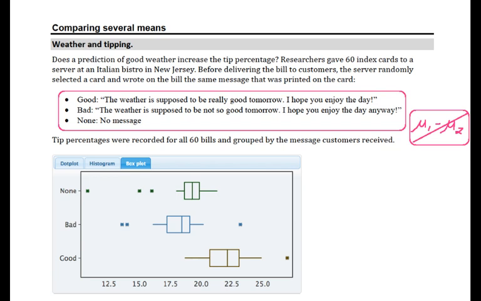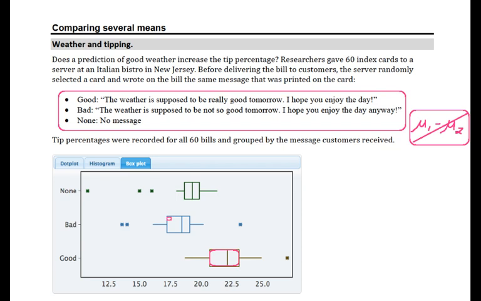We need something that's going to look at 3 groups and take a mean over each of those 3 groups and detect any difference at all in one of those 3 groups. So here we have a box plot that shows us what the data set itself looks like, and from this box plot it does appear that our good weather message may have had some positive impact on tips on average.